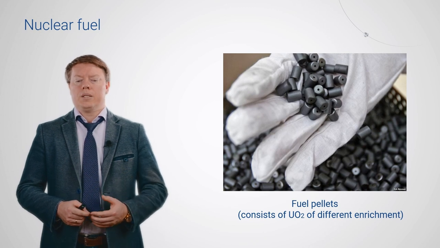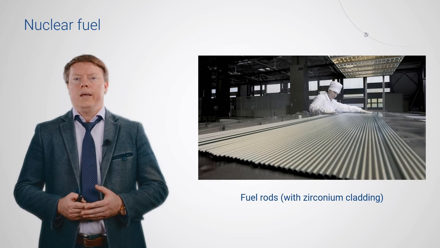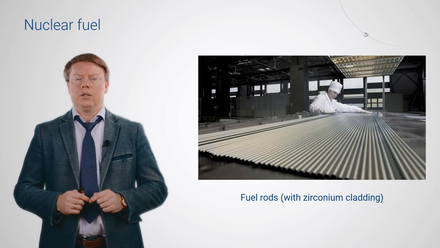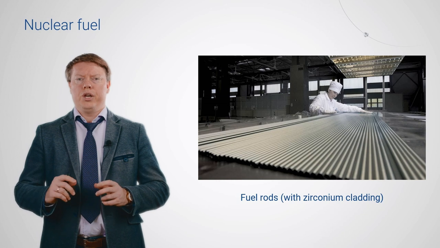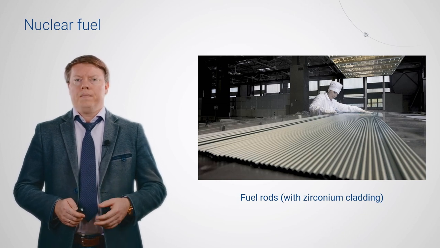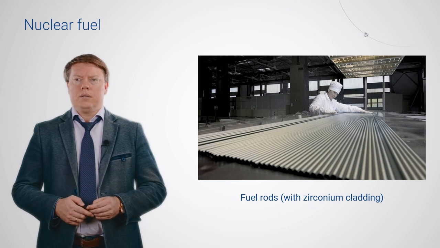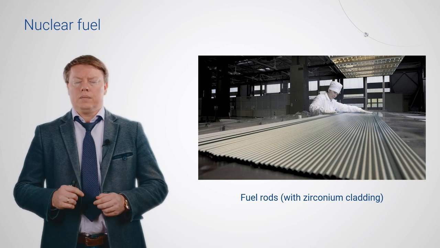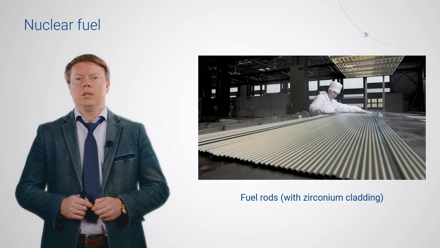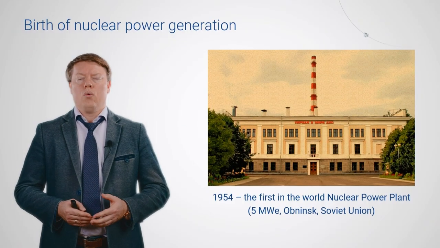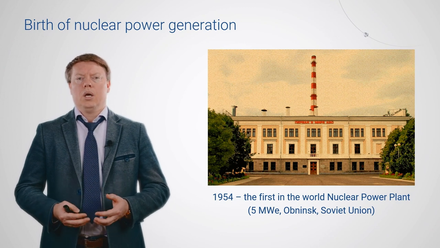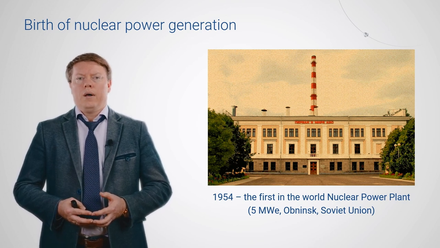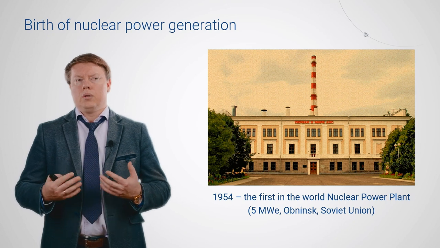And these fuel pellets are collected in fuel rods, and each fuel rod is checked for different defects, maybe cracks, maybe changes in shape. And as the next step, these fuel pellets inside the fuel elements we load into a nuclear reactor. And maybe you have heard that the first nuclear power plant in the world started work in Obninsk. It was in 1954.